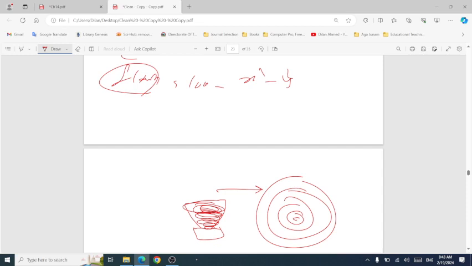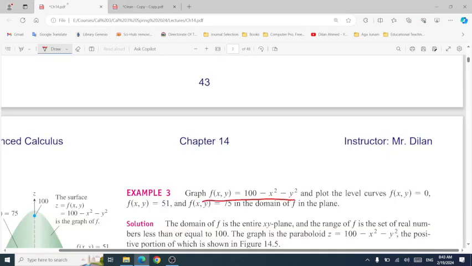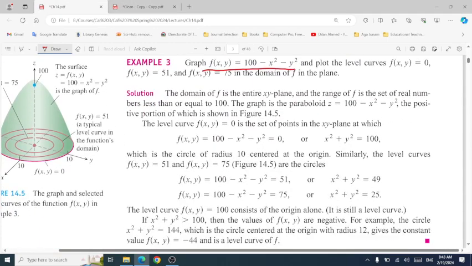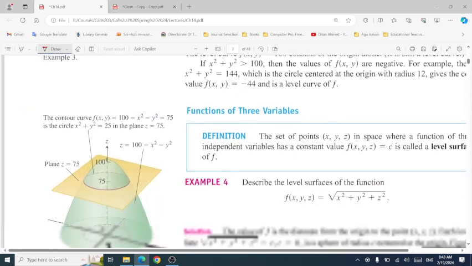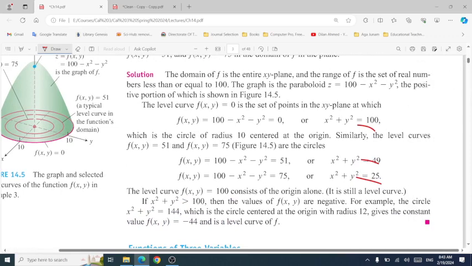So easy. Our level curve. Did you understand? So how to describe like that? Look, 49, 25, and you make a level. Then you'll get what? You will get the circle. Is that clear, dears? Did you understand?